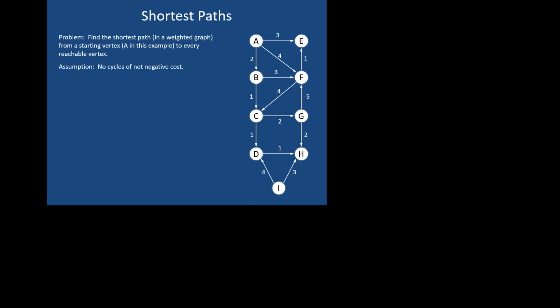Now, does this thing have a cycle of net negative cost? Is there any cycle we can go around and get negative? The closest one would be the cycle C, G, F, but going around that loop is positive 1, so that's not negative.